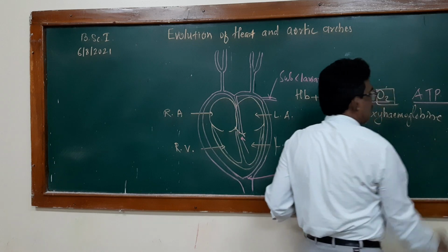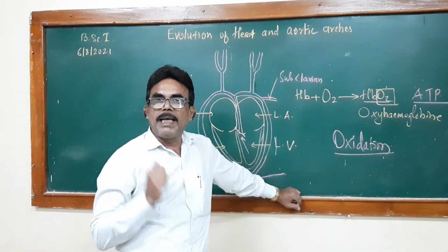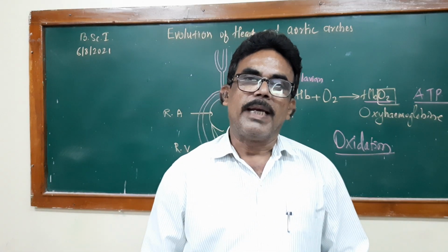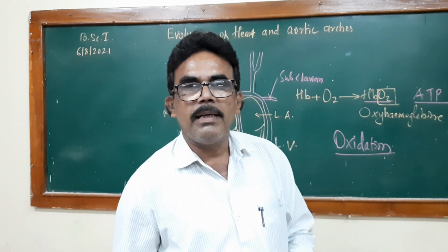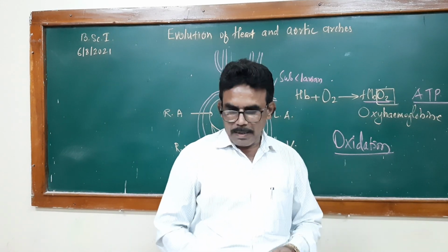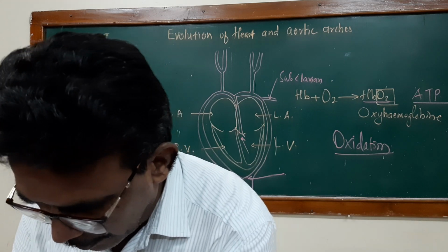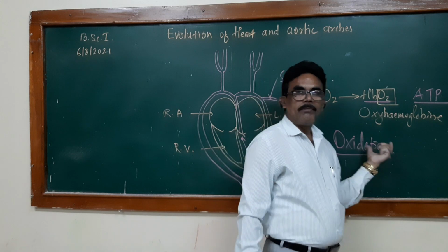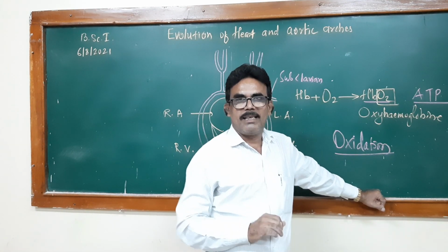ATP is released, ATP generation takes place, and that ATP is stored in the muscular parts of the body, in the thigh region and in the hand, or overall wherever the muscular part is. There the energy is stored, and that individual looks healthy.